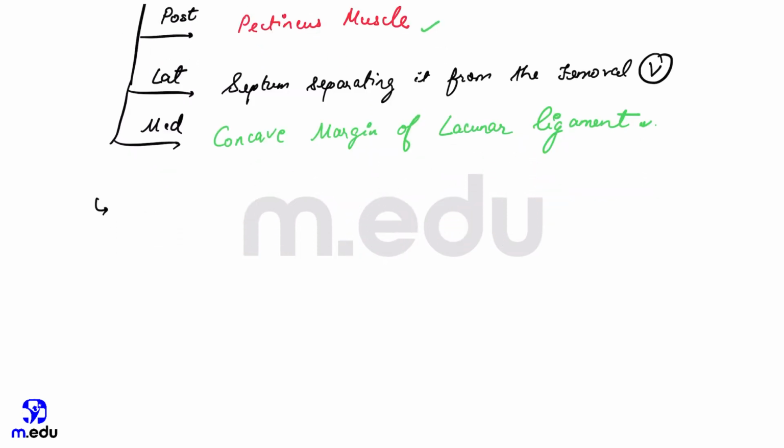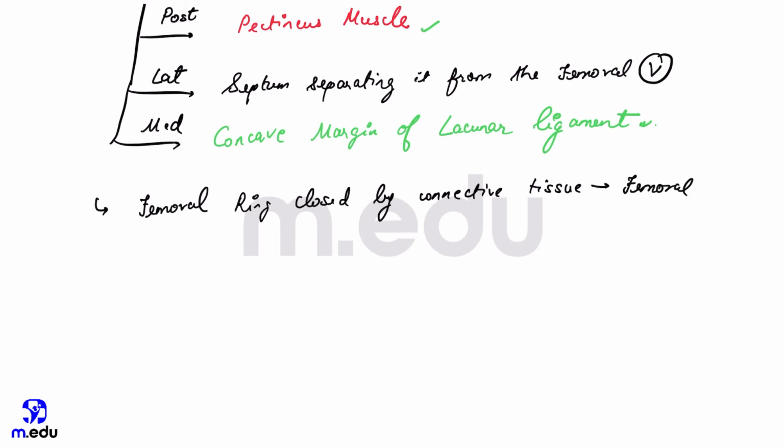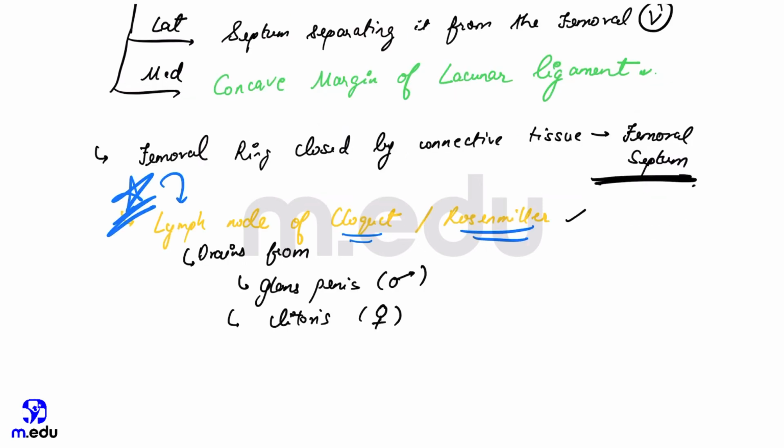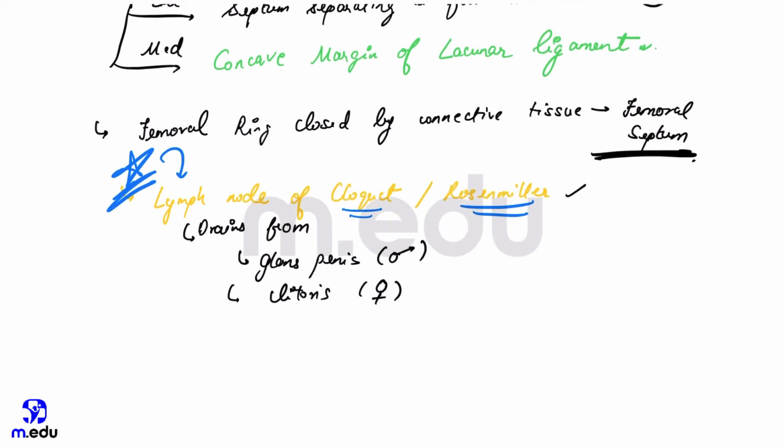So next point, femoral ring is closed by a connective tissue that is also known as femoral septum. An important point to be noted is that the femoral ring has a lymph node known as the lymph node of Cloquet, also known as lymph node of Rosenmuller. It drains lymph from glans penis in males and from clitoris in females.